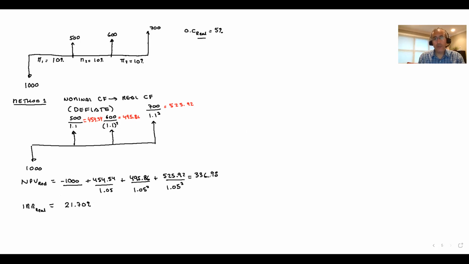Remember, the rule with the net present value is that if this number here is larger than 0, this implies that you are better than your opportunity cost, so you do the project. The rule for the internal rate of return is if this number here is larger than the opportunity cost, then you are good to go with the project. Okay, so that's it. This is method number 1. It's deflating, or simply transforming the nominal cash flow into a real cash flow.